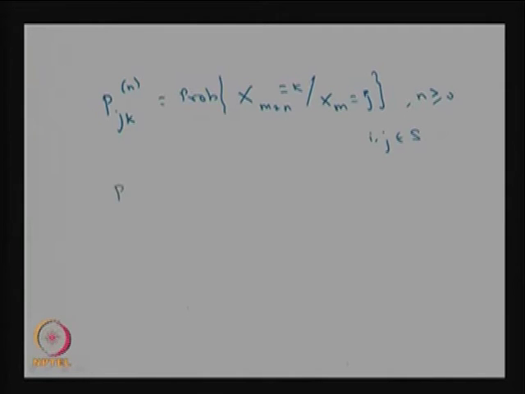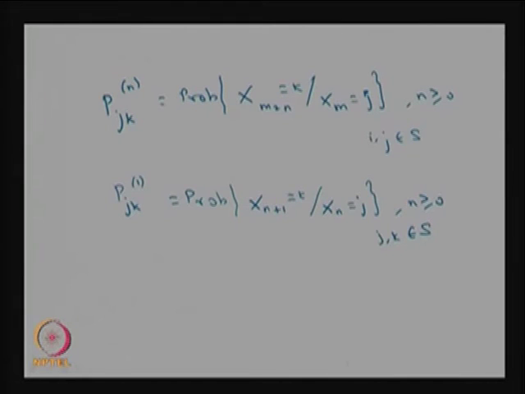Also, we discussed in the last class the one-step transition probability p_{j,k}. We can write it with the superscript (1), or remove the superscript. That is nothing but the probability that the system will be in state k in the (n+1)th step given that it was in state j in the nth step. Here also j, k belong to S. So, this is the one-step transition probability.